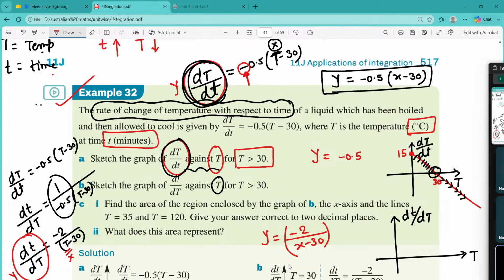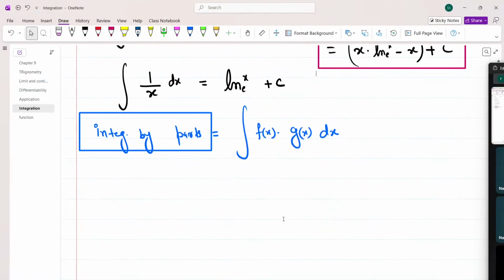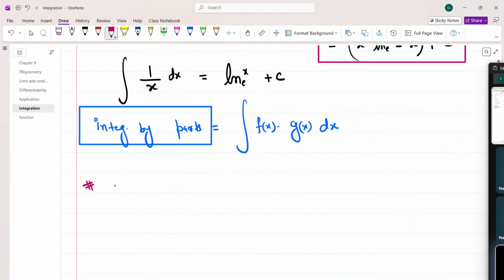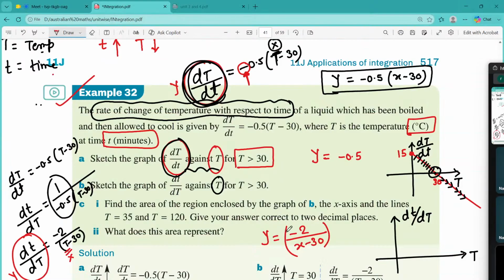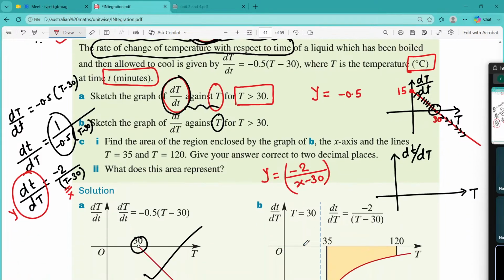This is going to be a rectangular hyperbola. If you know the y is equal to 1 by x graph, this is a rectangular hyperbola like this and this. So we have a similar nature here: y is equal to minus 2 upon x minus 30 will get a rectangular hyperbola.